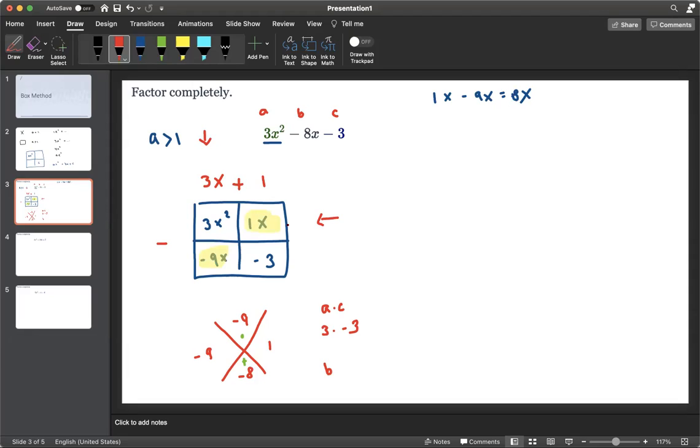After that, I look at my first row, 3x squared and 1x. My GCF is an x. And I look at my second row, my GCF is a 3. Therefore, my factored form is 3x plus 1 and x minus 3. This would be our answer.